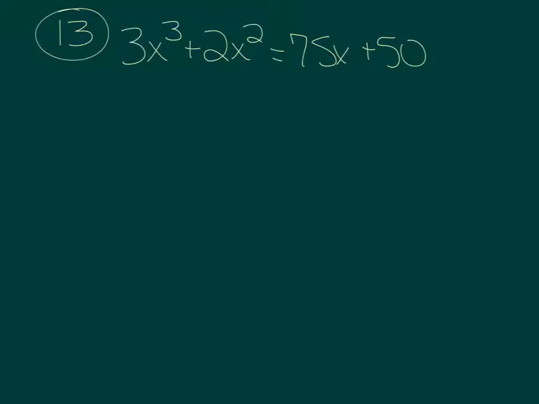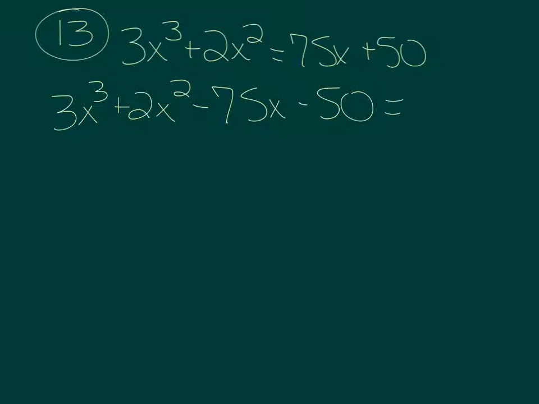Number 13, you cannot factor until everything is set equal to 0. So I'm going to take these two terms here and I'm going to subtract them and move them to the other side. So I get 3x cubed plus 2x squared. I'm going to subtract the 75x. I'm going to subtract the 50, and that sets it equal to 0. Now, a couple of things I noticed. There is not something common to all four terms. There is nothing that will go into all four of those. There's not a variable common, but there are four terms, so I can group.